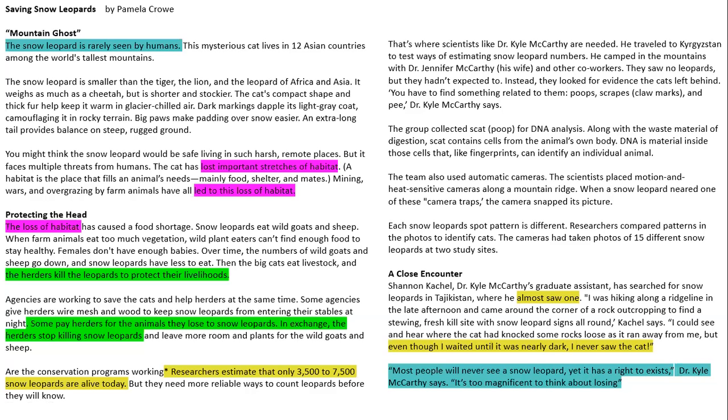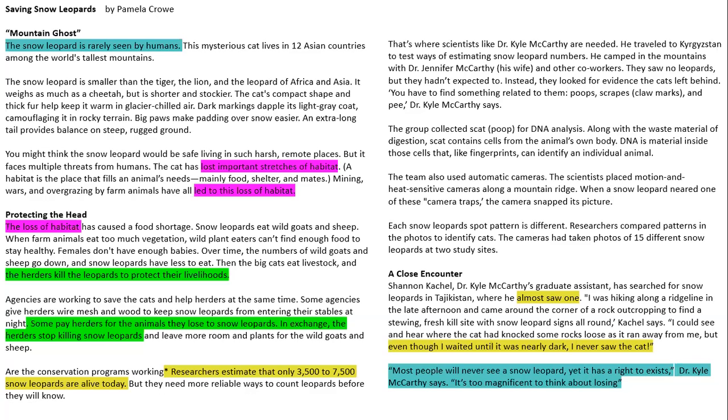He camped in the mountains with Dr. Jennifer McCarthy, his wife, and other coworkers. They saw no leopards, but they hadn't expected to. Instead, they looked for evidence the cats left behind. You have to find something related to them: poops, scrapes, claw marks, and pee, Dr. Kyle McCarthy says. The group collected scat, which is poop, for DNA analysis.